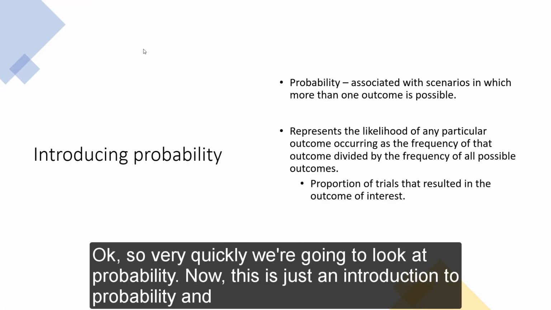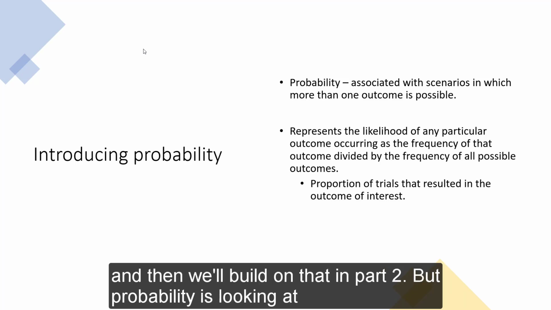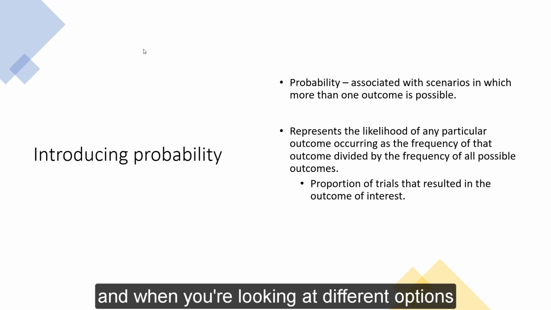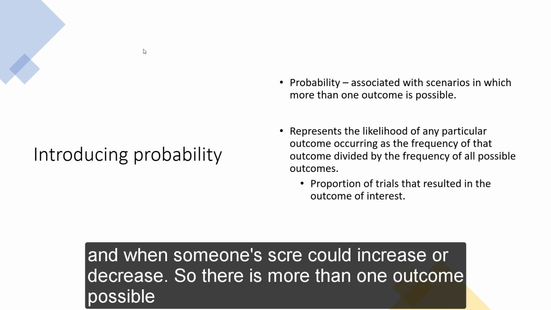Okay, so very quickly we're going to look at probability. This is just an introduction to probability, and then we'll build on that in part 2. But probability is looking at scenarios where more than one outcome is possible. So perhaps in survival analysis, or you're looking at different options, or someone's score could increase or decrease, and so on. So there's more than one outcome possible.